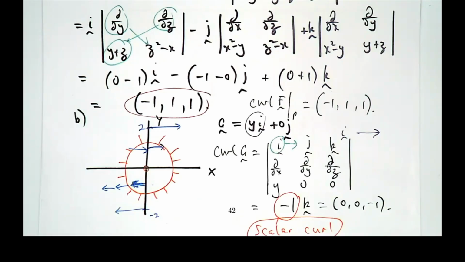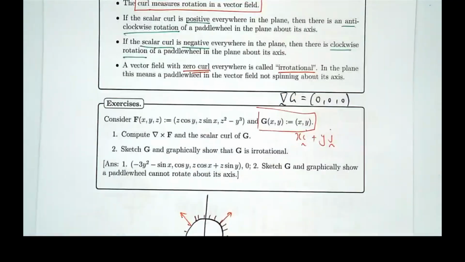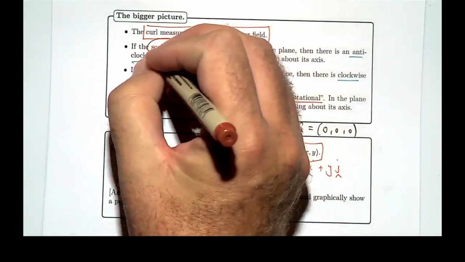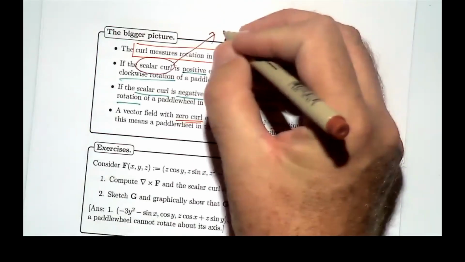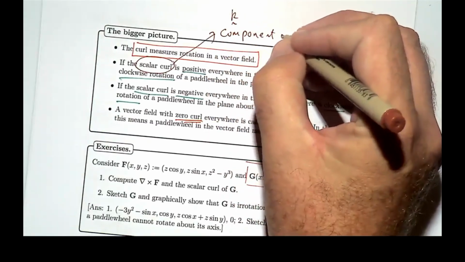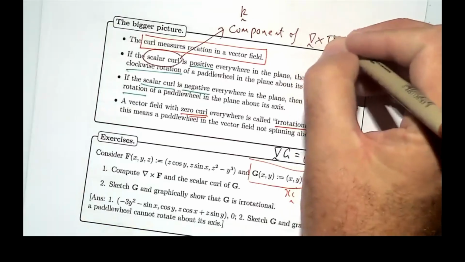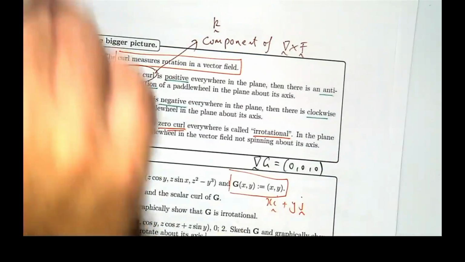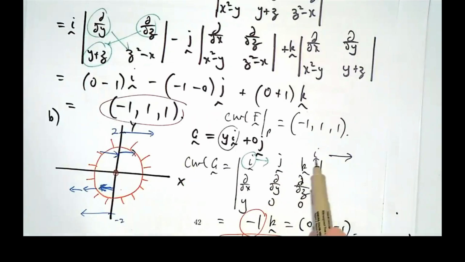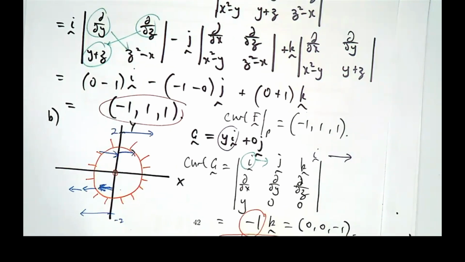All right. So curl measures rotation, divergence measures expansion or spread. When we talk about scalar curl, we're talking about the k component of that vector. If I go back to my previous example, in the second one, that was our vector field. We computed the curl, we got that. It's just that number or whatever that expression is, right? That would be called the scalar curl.